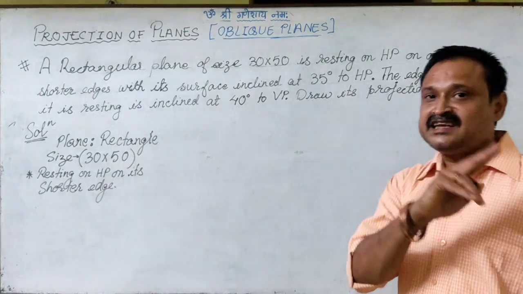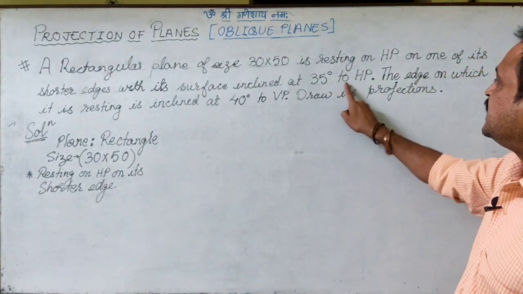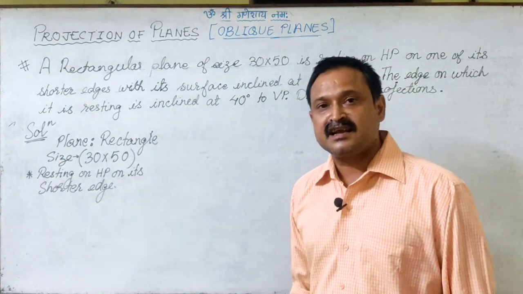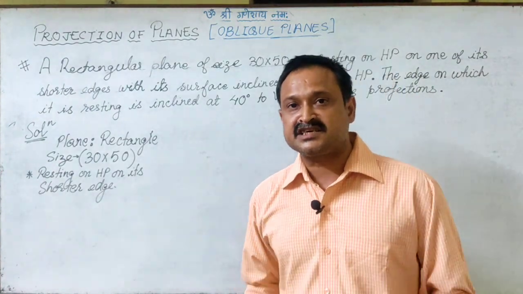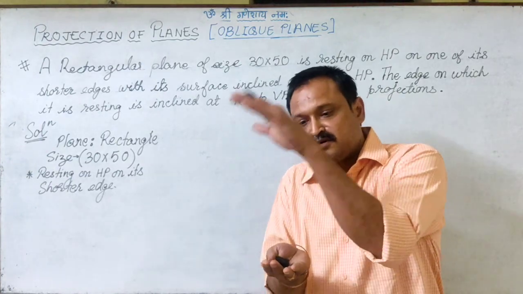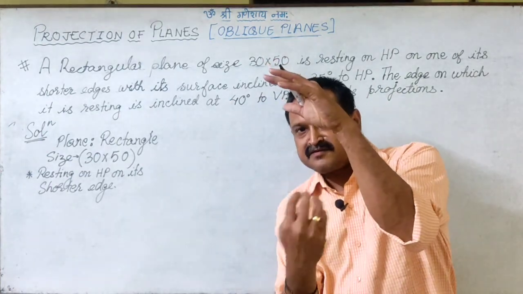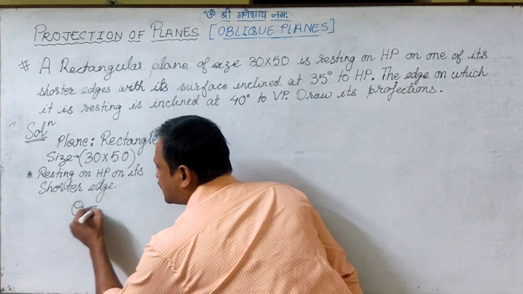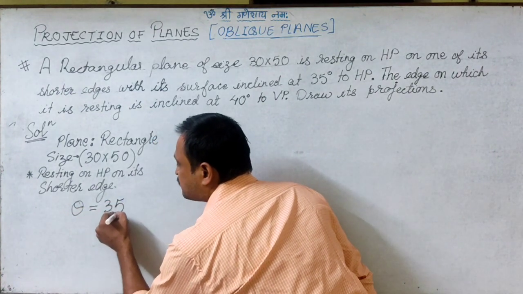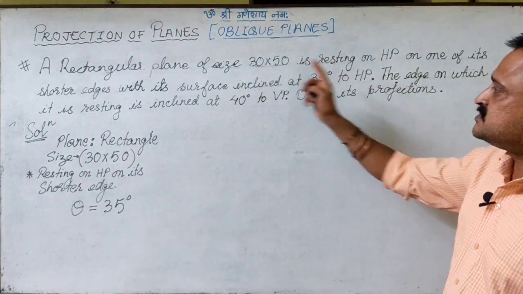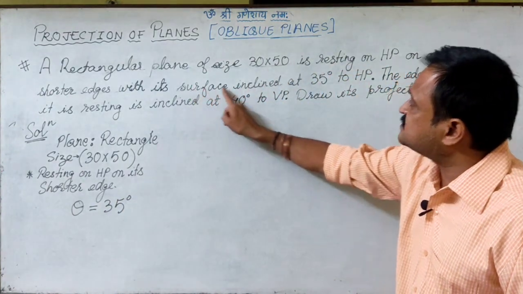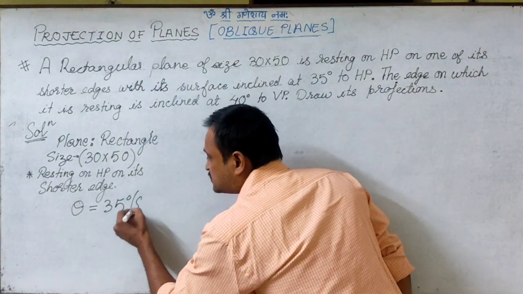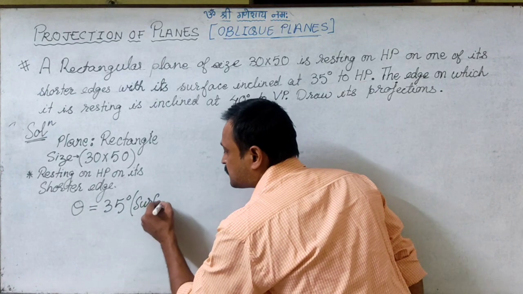Now there are two inclinations given. One is 35 degrees inclined to HP. It is the inclination with HP, that means the horizontal plane, which will be visible in the front view. That means it is talking about theta. So theta is given to me as 35 degrees. And see here, the surface is inclined at 35 degrees. That means this theta is a surface inclination.